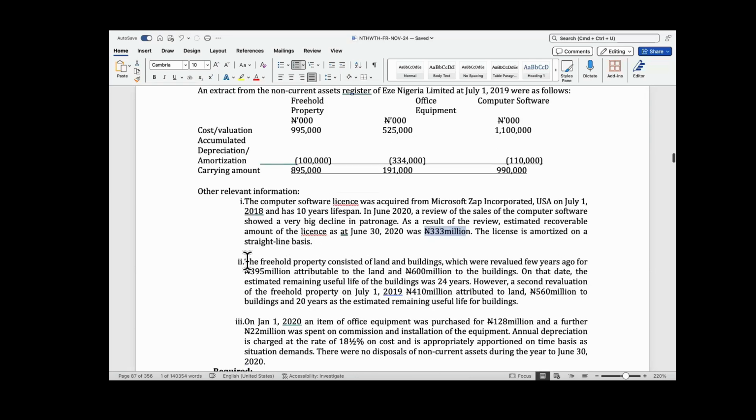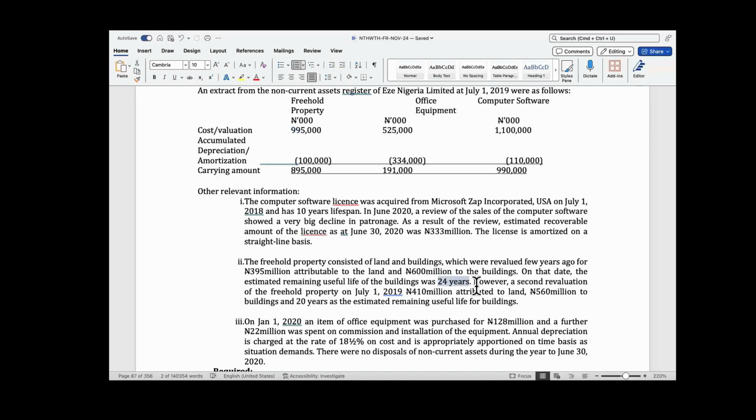The second additional information speaks to the freehold property. It consists of land and building, which were revalued a few years ago for 395 million the land, 600 million the building. If you add these two together, that would be 995, which is this 995 here for the freehold property. That was the last time they revalued it, so that would be the new cost of the asset. On that date, the useful life was 24 years.